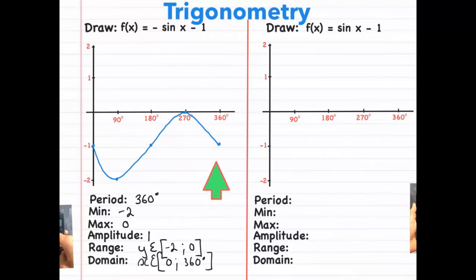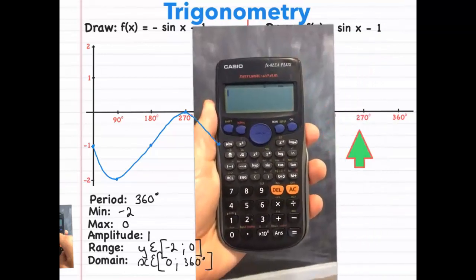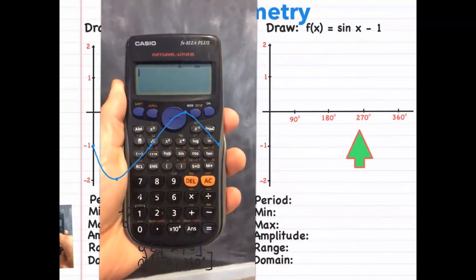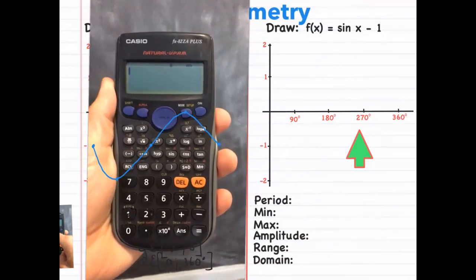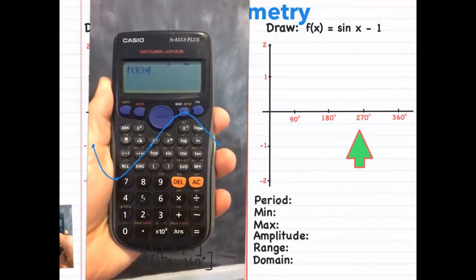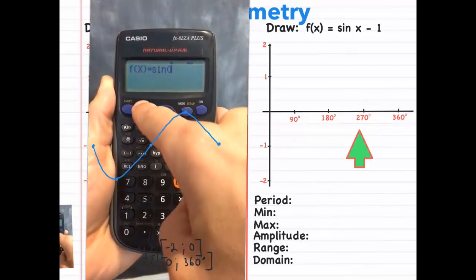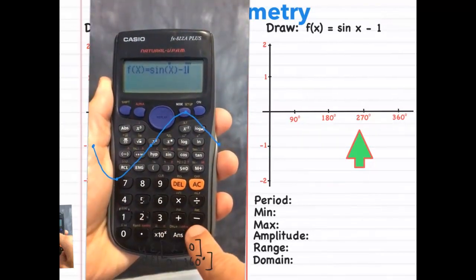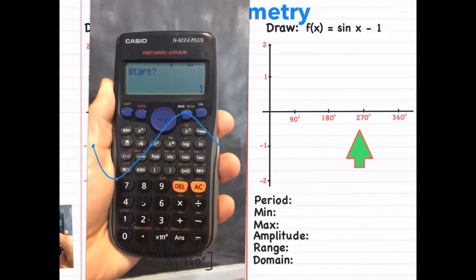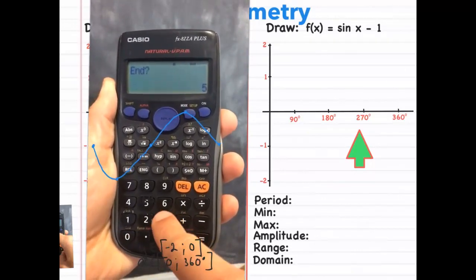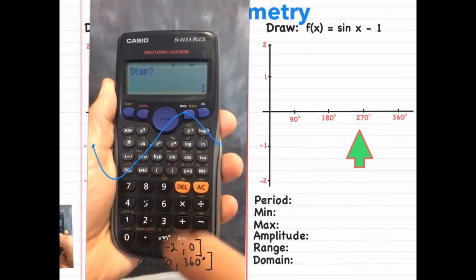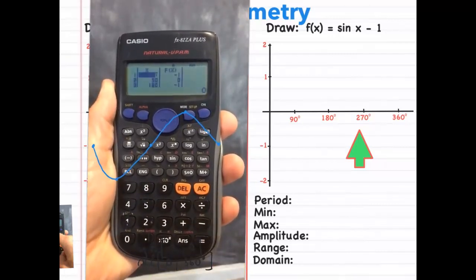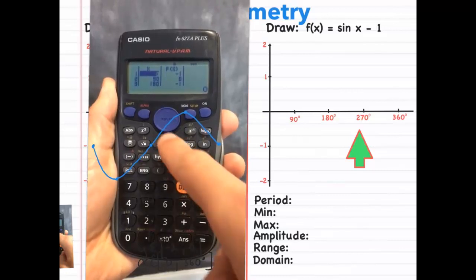Okay, so how about our next function? We want to draw f(x) equals the sine of x minus 1. And to do that, I simply take my calculator again, and then I will just simply type in these values. So there we go, we press mode, and then we have f(x), and then the sine of x, and we press alpha x, close the bracket, -1, and equal. We don't have g(x), just press equal again. We start at 0, press equal, we end at 360, press equal, we work with steps of 90, equals, and there we go. So that is our coordinates.